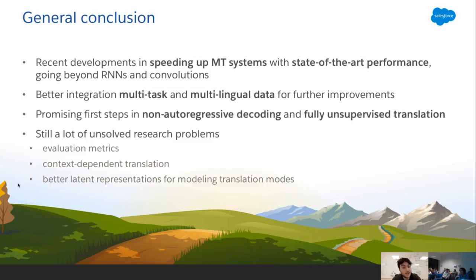So I haven't had time to take on many of the challenges of MT, of course. There are still a lot of research problems that we can work on these days. We can find better evaluation metrics, which I think is something that some of the speakers this week will talk about. We can still find better ways to use more context, more than just one sentence. Then we can find better representations for modeling different translation modes if we want to know how to translate the same sentence in different ways.